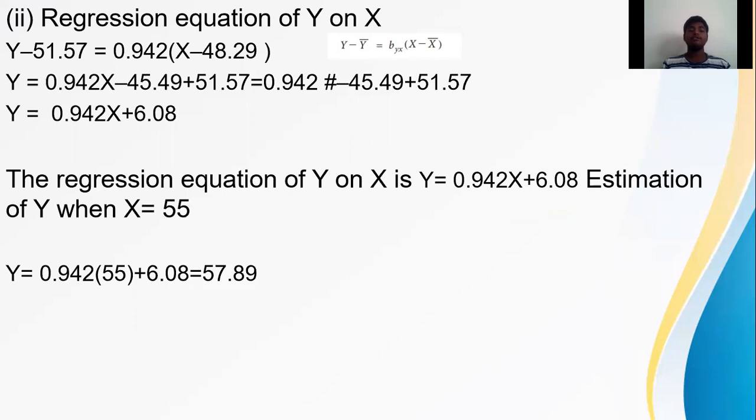The regression equation of y on x is y minus 51.57 is equal to 0.942 into x minus 48.25, and the equation we get is y equal to 0.942x plus 6.08. Here we substitute x equal to 55, which is given in the question, and we get the y value as y equal to 57.89. By this, I am ending my session. Thank you.